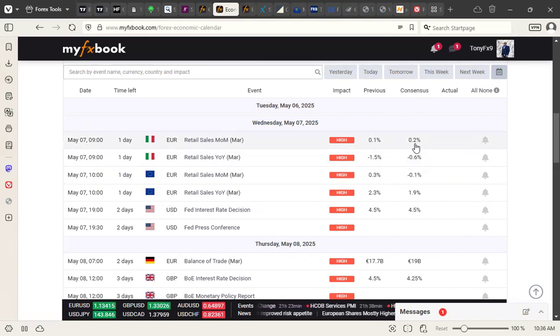So what it means is that if we see a figure higher than 0.2%, it is strength for Euro. A lower figure is bad for Euro. A lower figure than 0.2 is bad. The same thing applies to the one at 10 a.m.